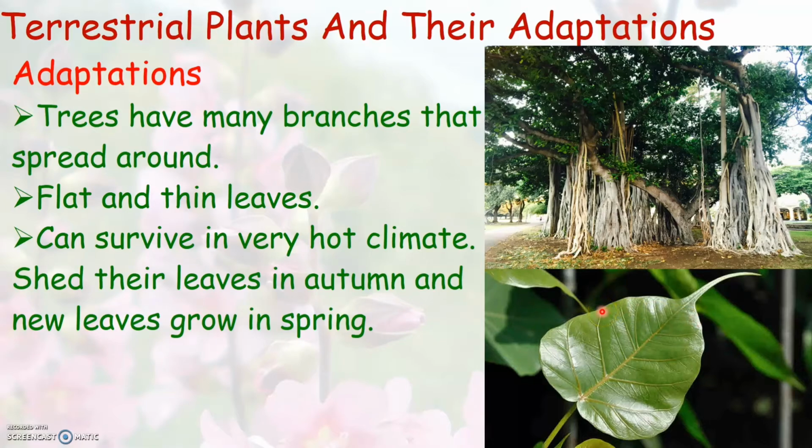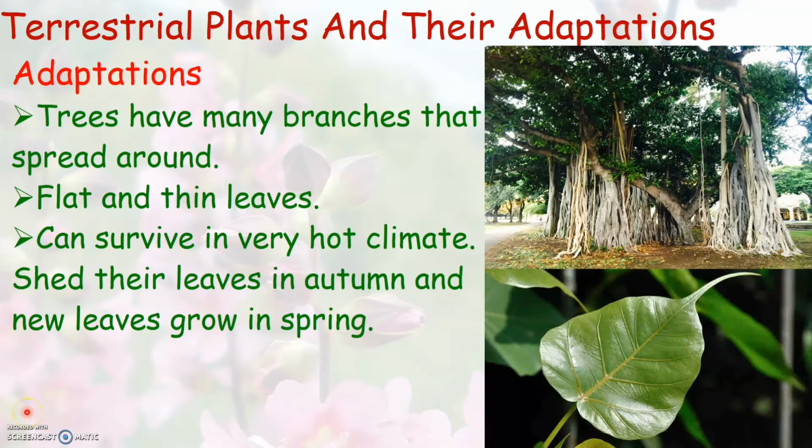Most of the plants that live in the plain regions can survive in very hot climate. They shed their leaves in the autumn season and new leaves of the plant will grow in the spring season. So these are the special features that are developed by the plants that grow in the plain regions.